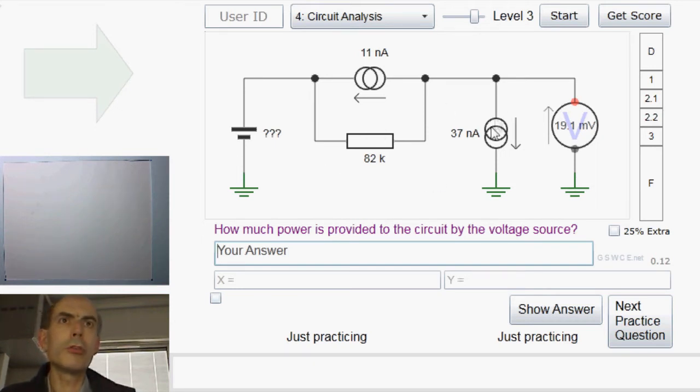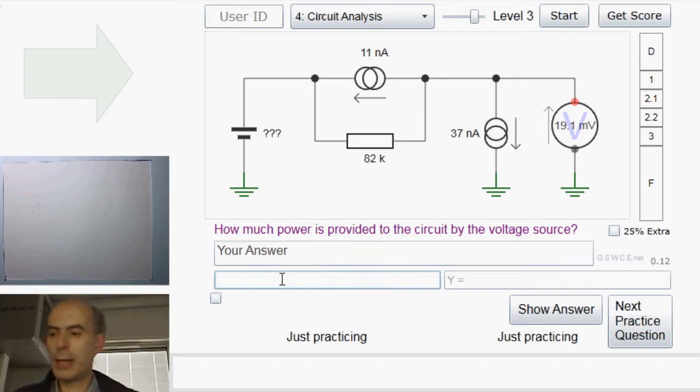Well, we know that there's a total of 37 nanoamps flowing down here, and there's no current flowing through the voltmeter because, being an ideal voltmeter, it has an infinite resistance. So all of that 37 nanoamps here must be coming through either this or this. And we've got 11 nanoamps flowing that way, so the total current flowing into this node here must be 11 plus 37, or 48 nanoamps. So we know we've got 48 nanoamps flowing across this resistor.